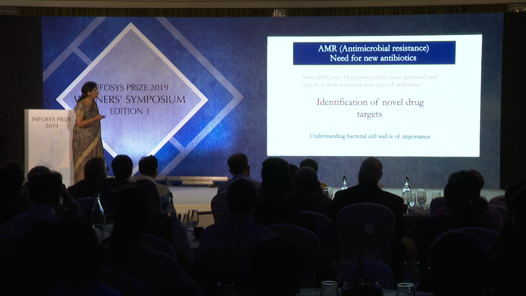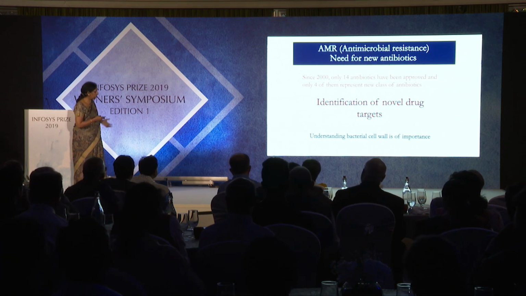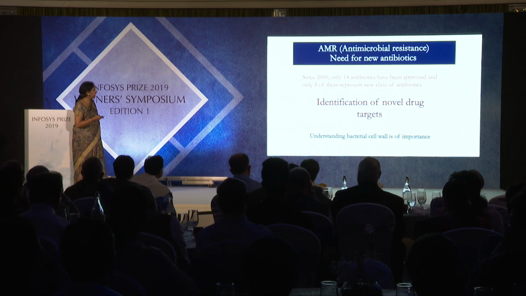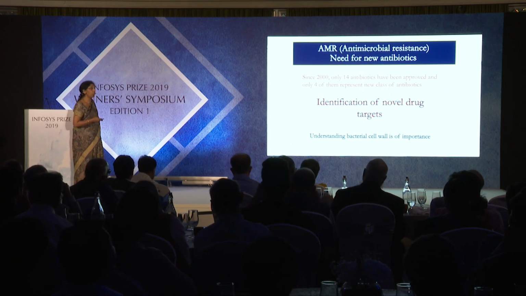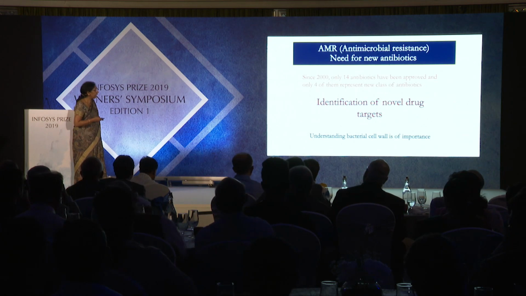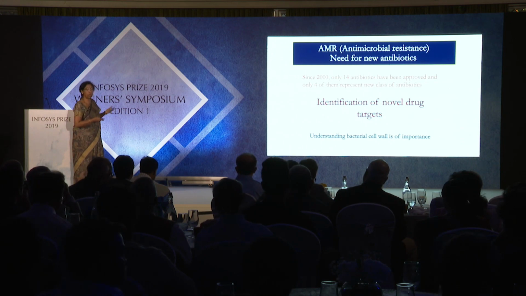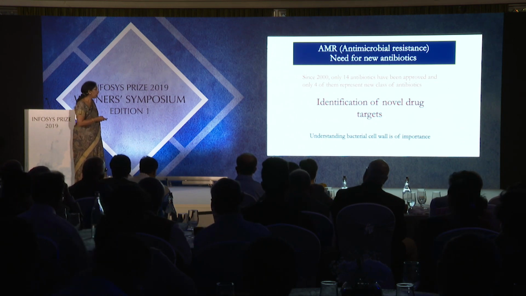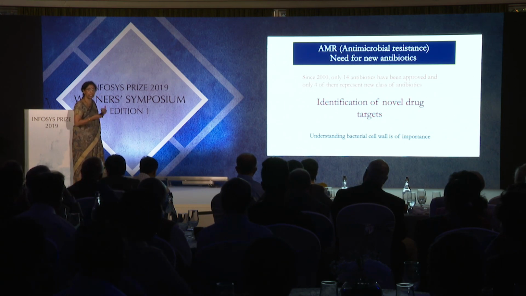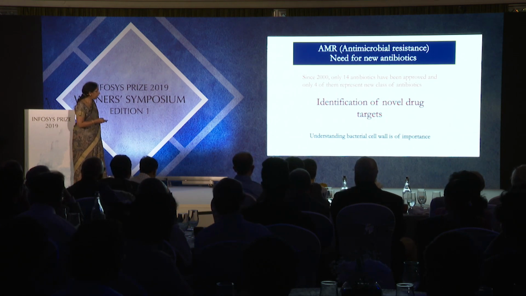So since 2000, there are only 14 antibiotics which have been approved, and most of them are the derivatives of the old existing antibiotics. And then only 4 of them represent new class of antibiotics, and again, they are not very effective. So the need is there to identify new drug targets, right? So that we can make new antibiotics which target these new physiological pathways of the bacterial cells. So in this context, we thought that understanding the bacterial cell wall, how it grows, is of importance so that we can identify the new drug targets in the bacterial cell wall.